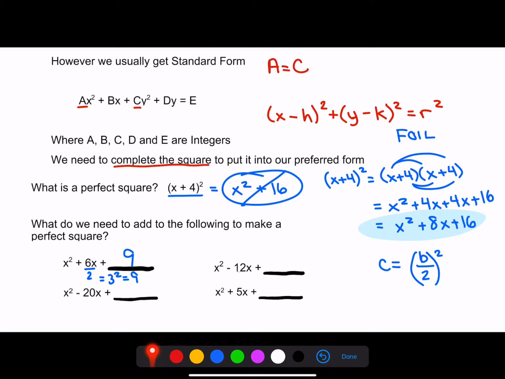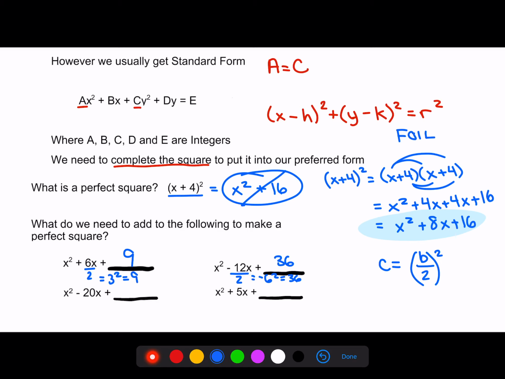All right, our next one. Go ahead and try out this one. What would be our new c value? Well, half of -12 is -6. (-6) squared is equal to 36. So our new c value is 36. What about for the third one?